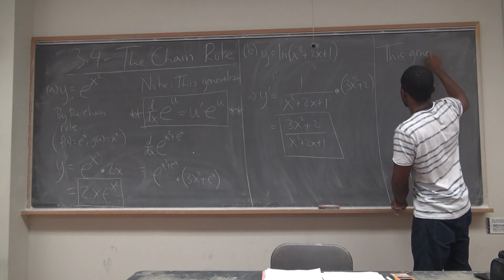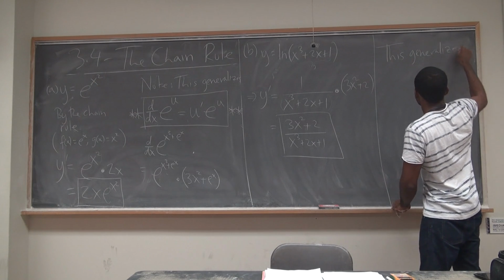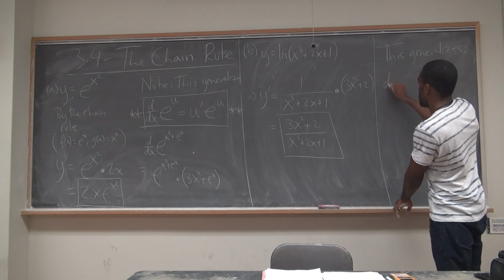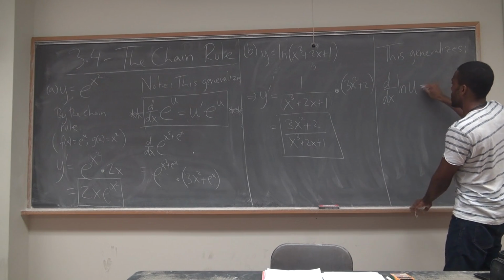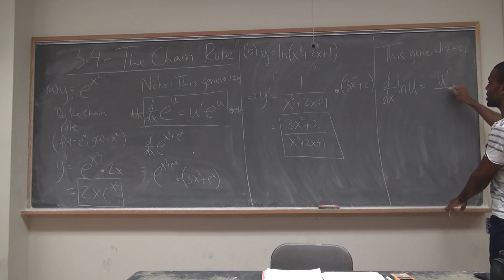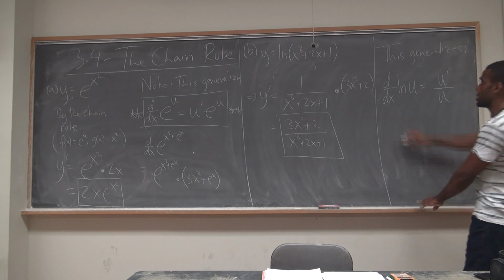This generalizes. It is now a rule that we know that the derivative of ln of anything is the derivative of that thing over the thing itself.